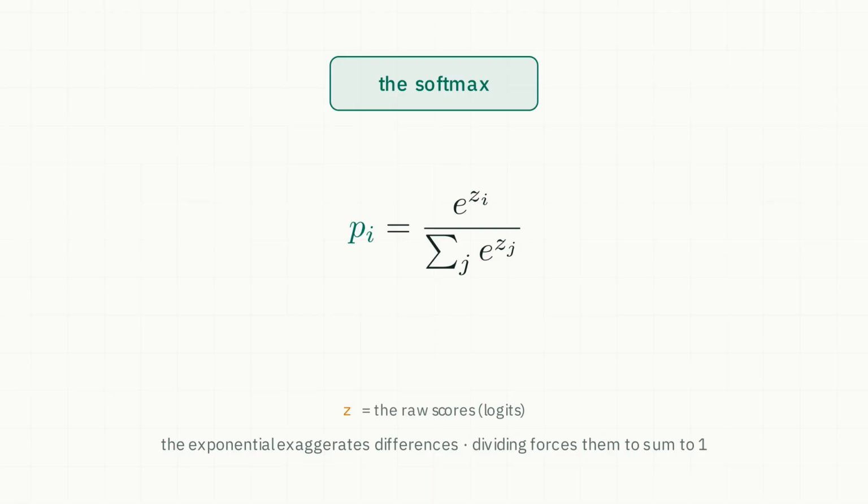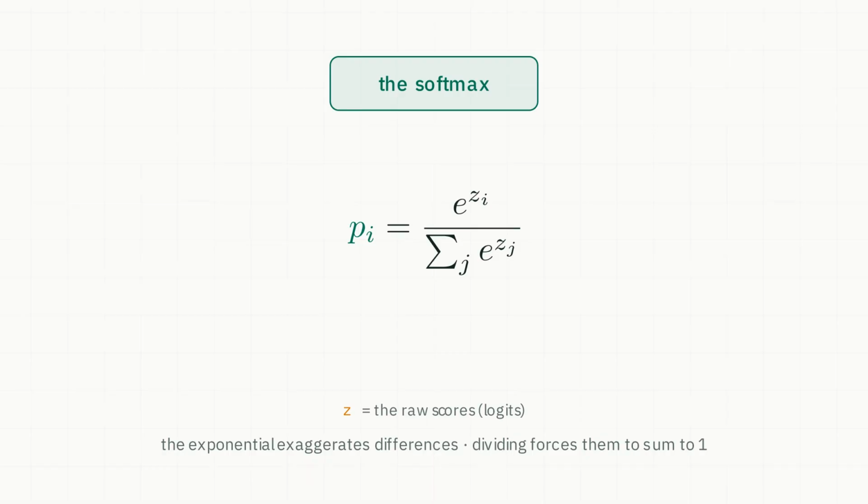The formula is this: for each token you take e, the mathematical constant, raised to the power of that token's score, and then you divide by the sum of that same quantity across all tokens. The exponential exaggerates the differences, so the leader pulls ahead, and dividing by the total forces everything to sum neatly to 1.